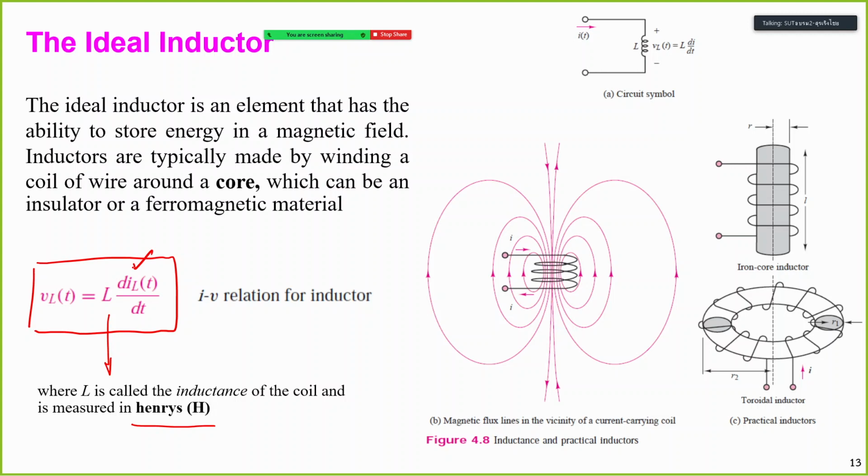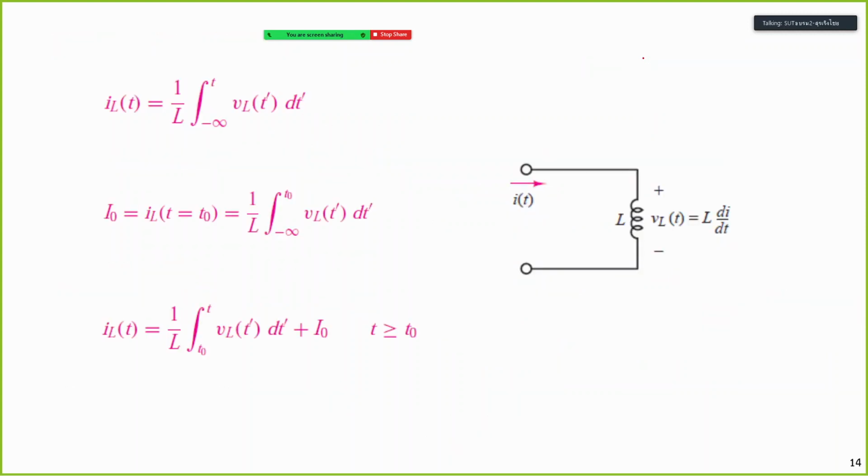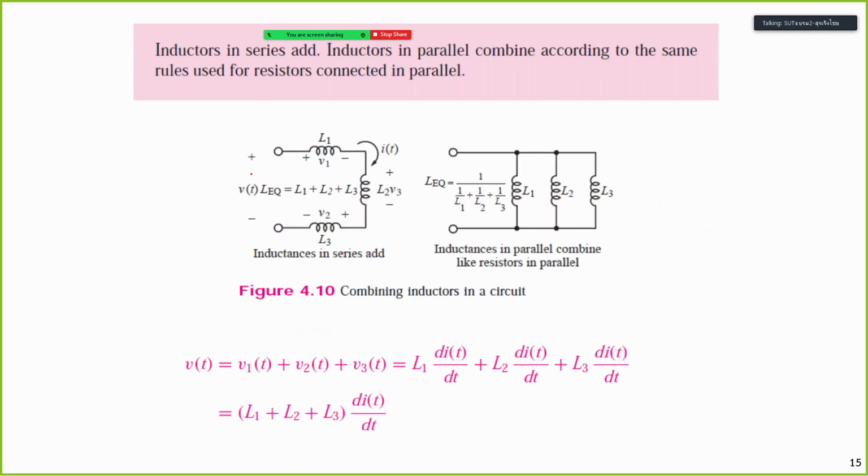If the current is constant, there is no voltage across it, which means it becomes a short circuit. But if the current changes, the voltage is there. It is similar to the capacitance, but in the opposite relation. Similarly, we can compute the current by integrating the voltage, and we get a similar equation for inductance here.